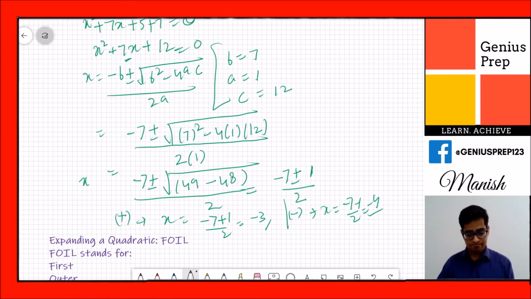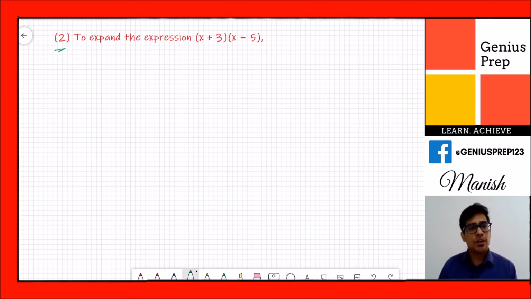Okay guys, here's the second question. In this, what we need to do is expand the expression x plus 3 multiplied by x plus 5.